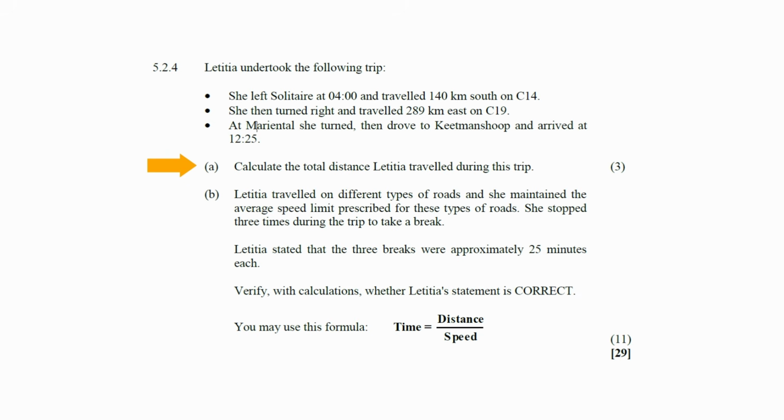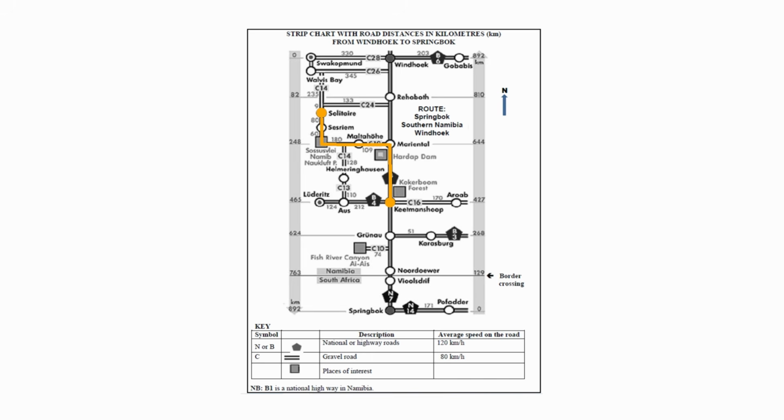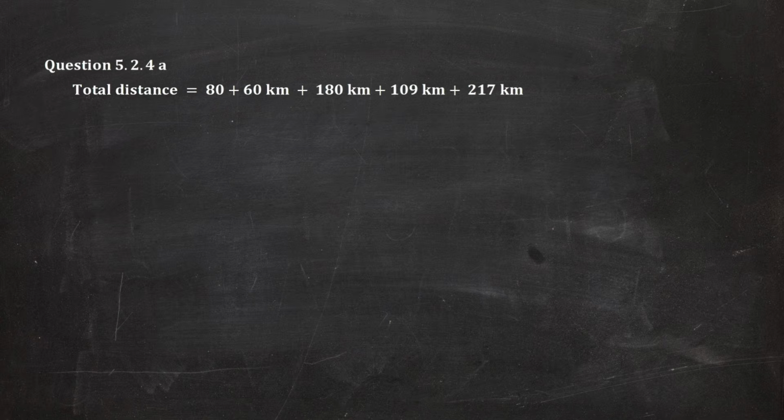In question 5.2.4(a), you have to calculate the total distance traveled during this trip. The total distance traveled from Solitaire to Keetmanshoop is equal to 80 kilometers from Solitaire to Sesriem, then 60 kilometers from Sesriem to Sossusvlei, plus 180 kilometers from Sossusvlei to Maltahöhe, plus 109 kilometers from Maltahöhe to Mariental, plus the distance from Mariental to Keetmanshoop, which is 644 kilometers minus 427 kilometers, which gives us a distance of 217 kilometers. This will give us a total distance of 646 kilometers.